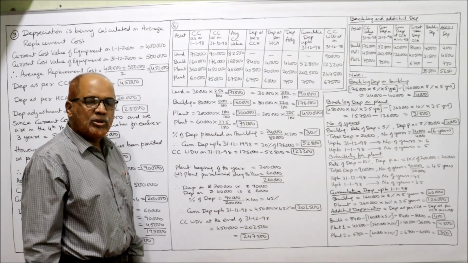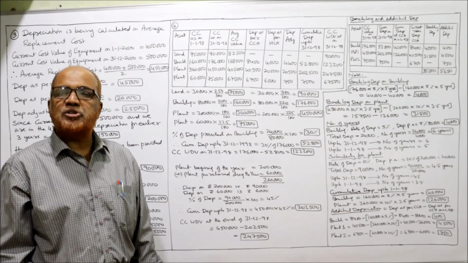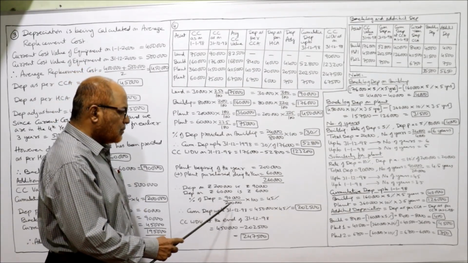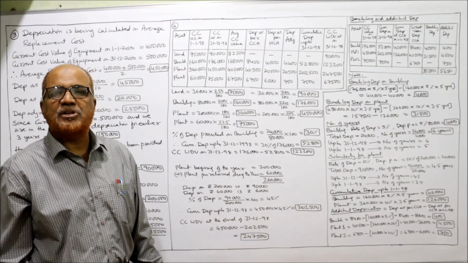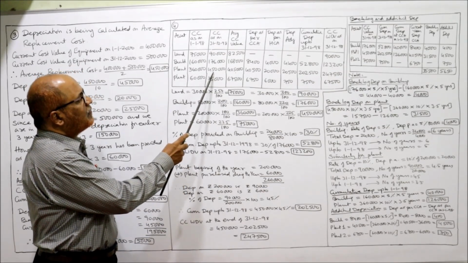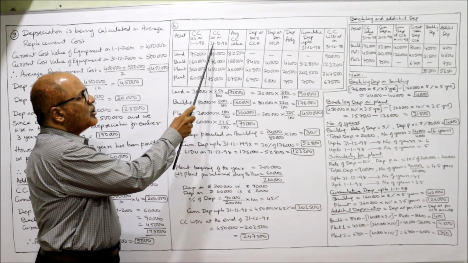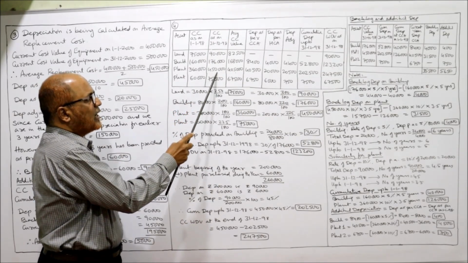45%. The old plant, 2 lakh. On old plant, 90,000 depreciation provided. So 90,000 by 2 lakh into 45%. Now we have to charge 45% depreciation on old plant. What is the closing value of old plant? 4,50,000. Closing value, current cost on 31st December 98 is 4,50,000.